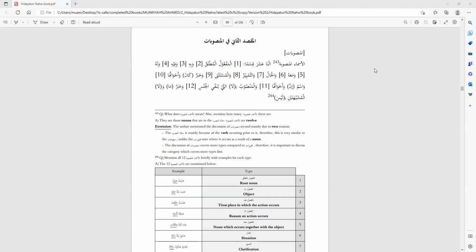Number 1, al-maf'ulul mutlaqu. Number 2, wabihi. Wabihi means al-maf'ul bihi. So the author just said it in a very abridged manner. وفيه means المفعول فيه. وله. Yahya, what do you think وله means?